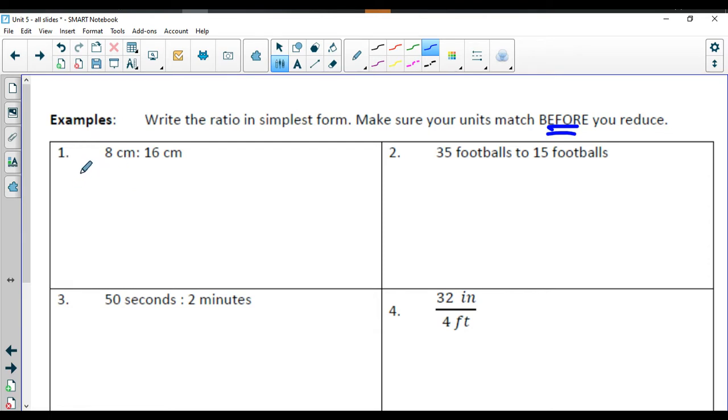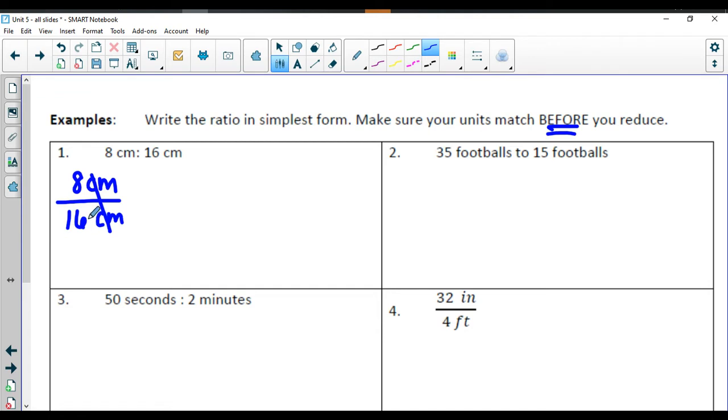So the first one, I see 8 centimeters to 16 centimeters. So I'm going to write down 8 centimeters over 16 centimeters. As long as the top and bottom labels match, these cancel out. It's kind of like centimeters divided by centimeters, and it's kind of like what we saw in our previous chapters with solving equations. 5 divided by 5 just cancel because you get 1. Centimeters divided by centimeters just cancel because you also get 1.